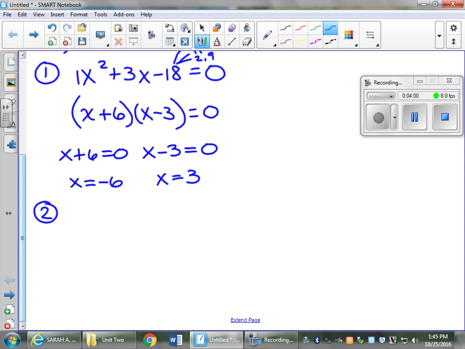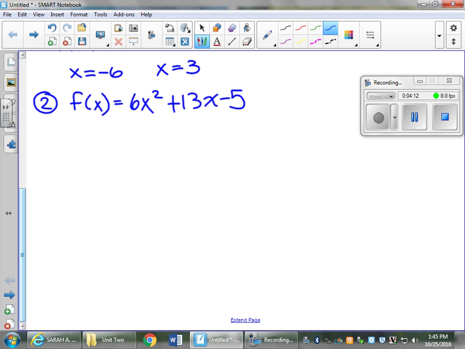Second example, f of x equals 6x squared plus 13x minus 5. Because this is starting off in function notation, when we solve for x, we could refer to those as the zeros of the function. And in for f of x, we are going to sub in 0.